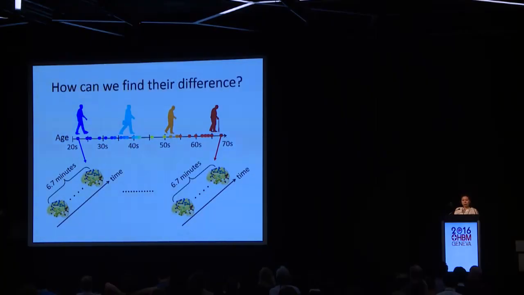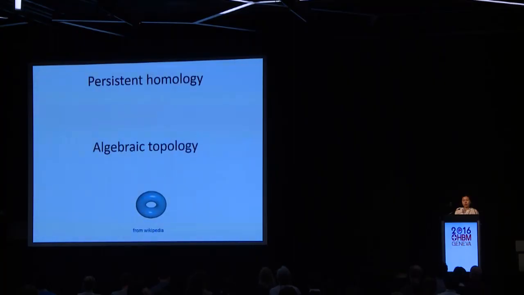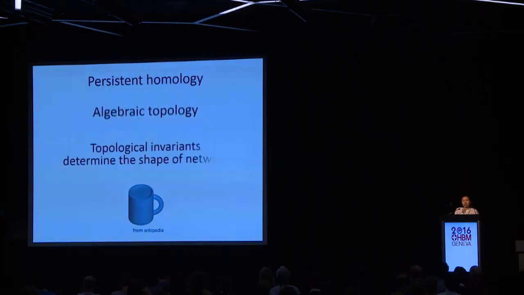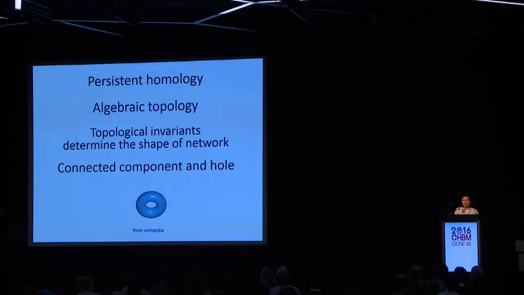Now, the problem is, how can we find the difference between dynamic networks? So, we introduce a new method based on persistent homology. Persistent homology is a new area of algebraic topology. Algebraic topology defines topological invariants which determine the shape of a network and discriminate networks. The topological invariant is called the homology group, including connected components and holes. This example has one connected component and one hole.